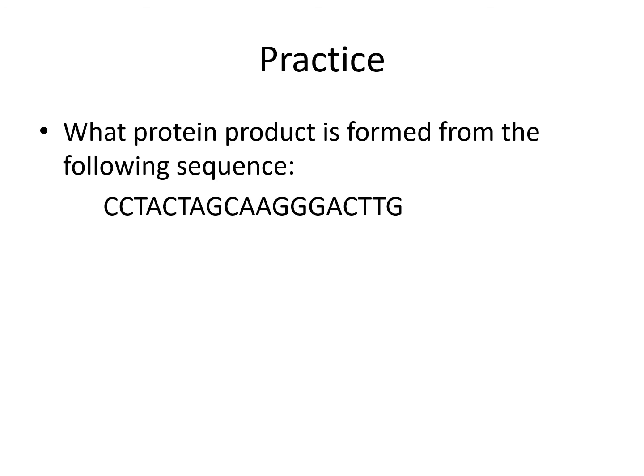The first thing you have to do is determine what kind of molecule this is. Because it has thymines in it, that should tell you that this is a sequence of DNA. Since you know this is a sequence of DNA and you need to find the protein product, that means you have to transcribe it first into mRNA and then translate it into the protein.